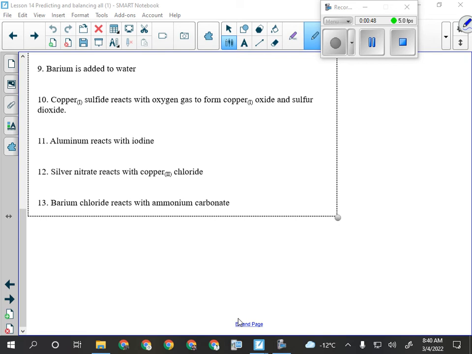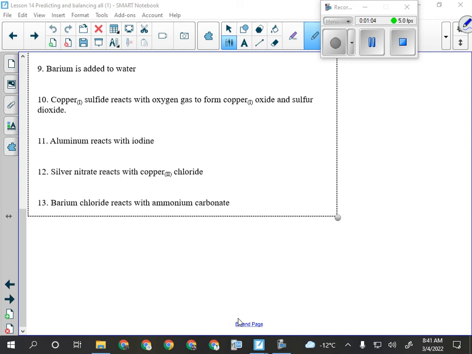Okay. If you get a reaction, oh wait, we can't do that one. That's actually got the products on it. We're going to do number 12. Number 10 actually has the products in it for some reason. Okay, so looking at number 12.